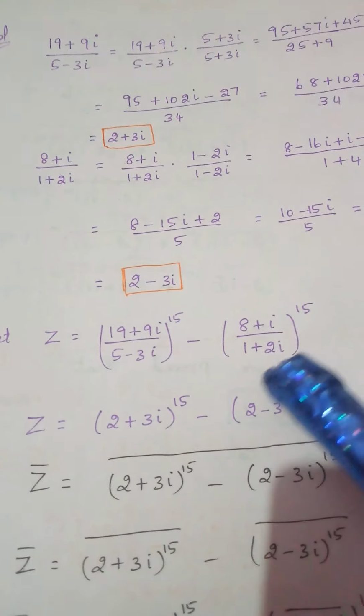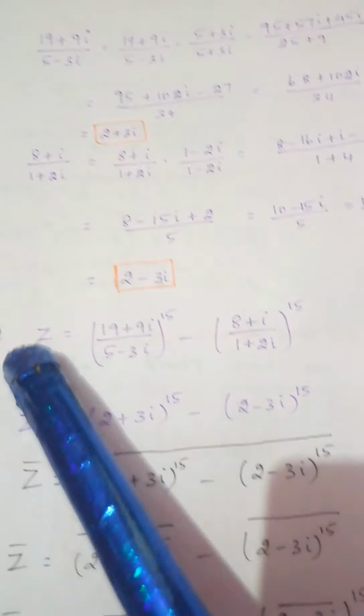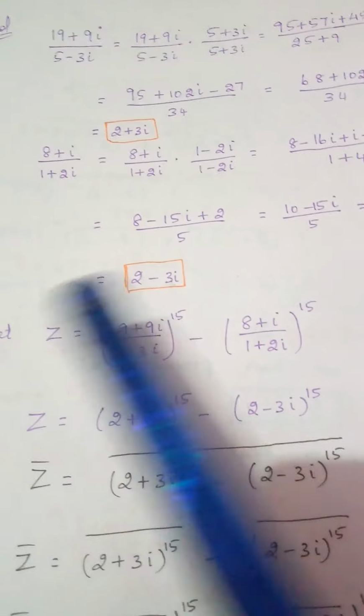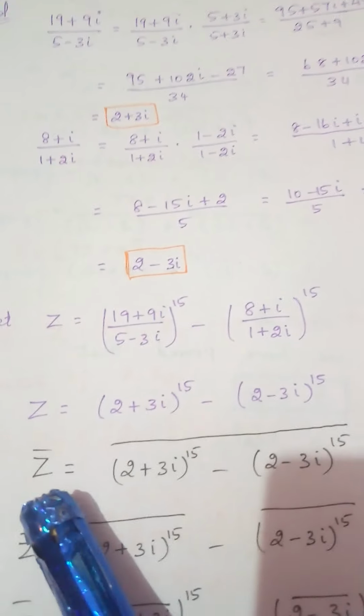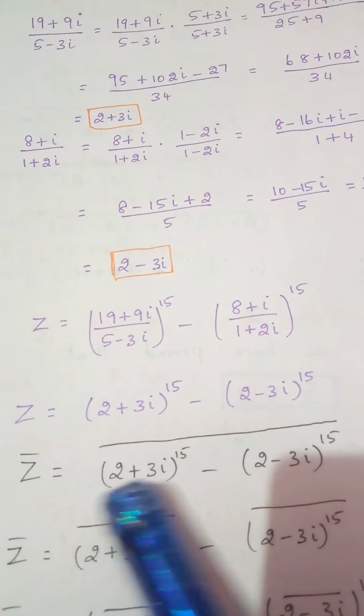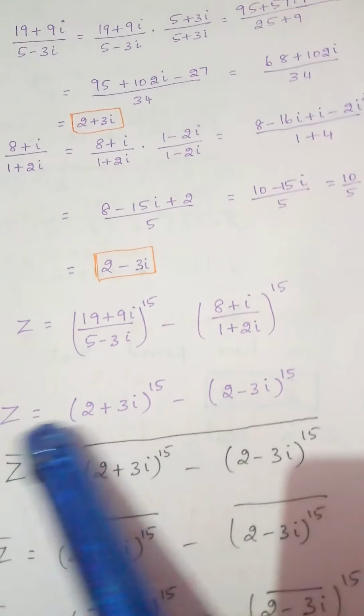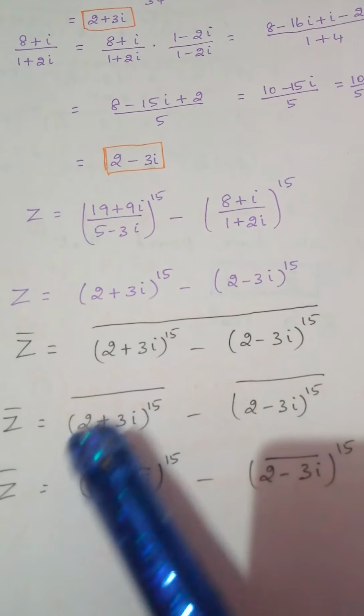Even in the previous sum we did it in the same way. We started at z and found z bar. Here also we are finding z bar. Z bar means write this z fully and put a bar, z bar. Now use the property. What is the property?